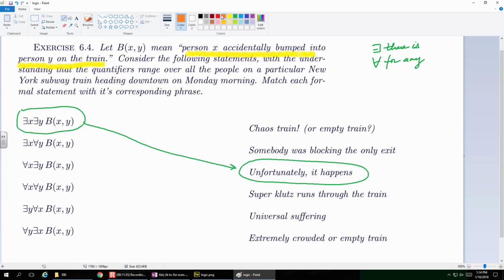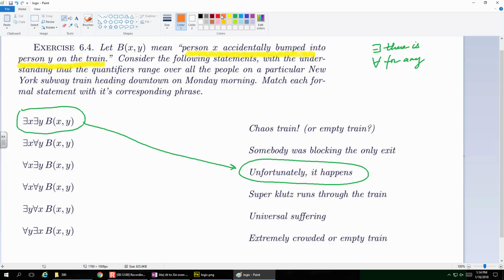So once again, we're translating it from the logic into English. Just read it out loud. There is a person X such that there's a person Y. Look at the second symbol. Oh, for any Y. There is a person X for any Y. I don't know.